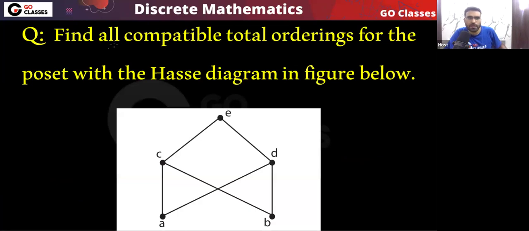Let's see this example. Find all compatible total orderings. I want all the compatible total orderings for the given POSET. Tell me, when the question is asking compatible total orderings, then what you can find? Let me know. When the question is asking compatible total orderings, then what you need to find? For any POSET P, when I ask you compatible total ordering, then what you need to find? Tell me. We have already seen this.